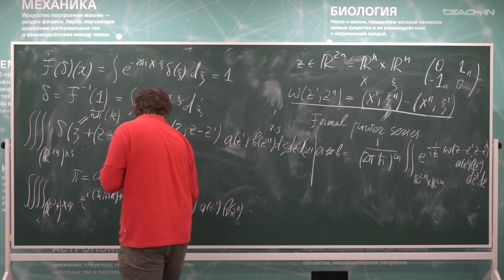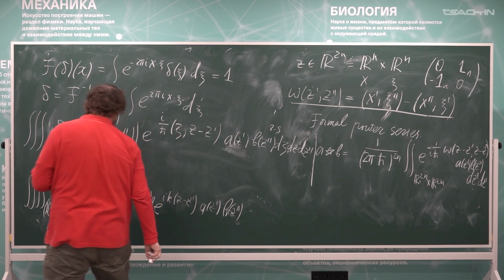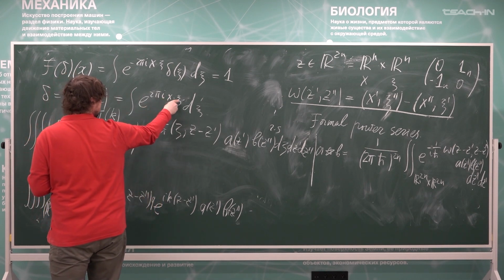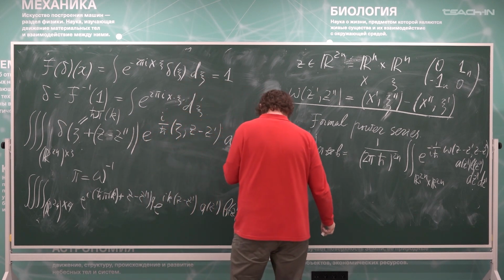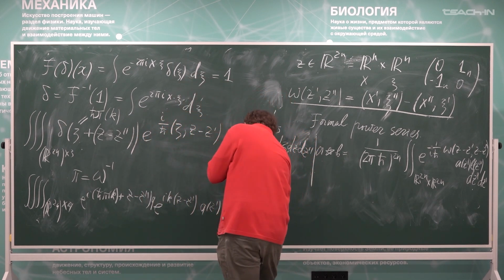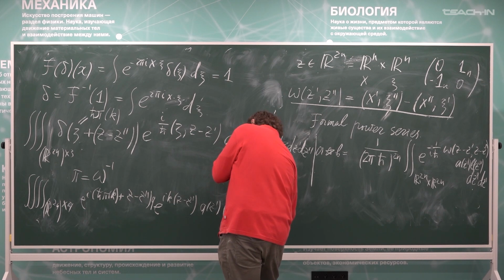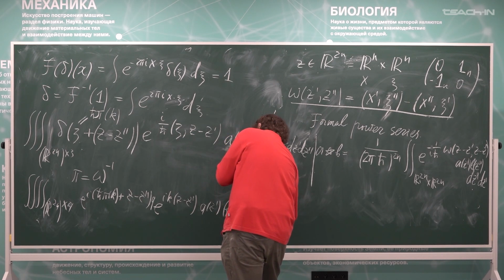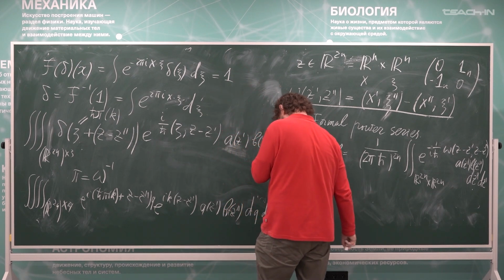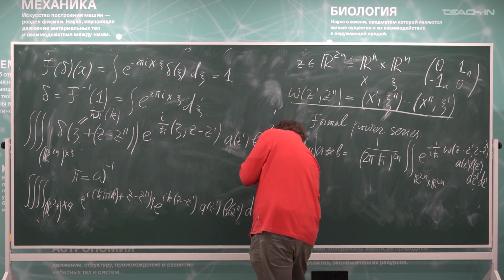Oh, I forgot to put q here. You see, you have here two variables, x and q, x and psi. And now I have four integrals: dq, dk, dz prime, dz double prime.